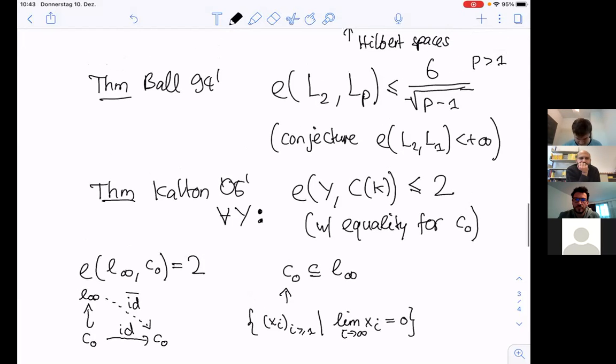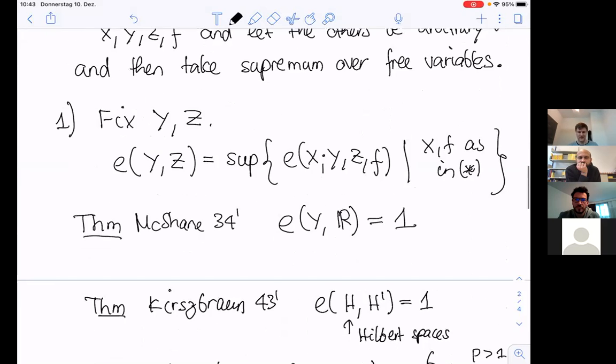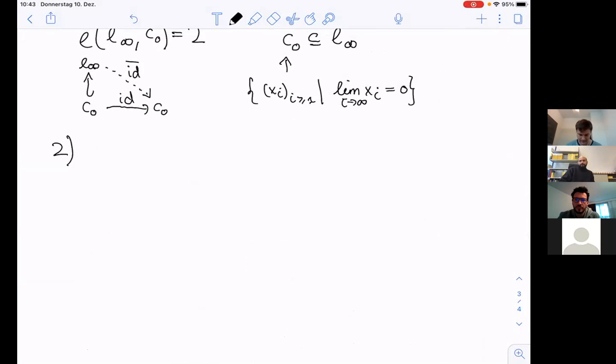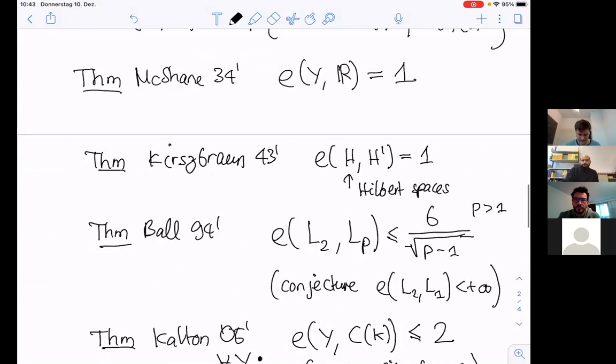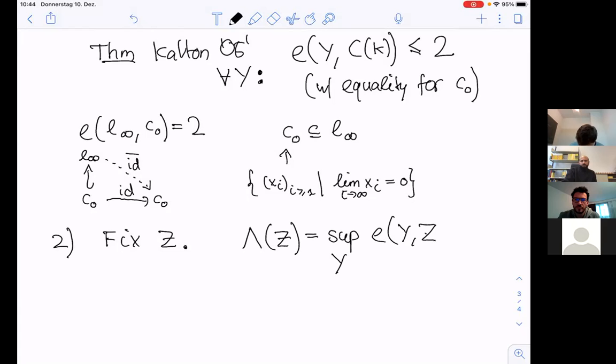Okay. Yeah, so I think it's a good idea now to move on. I convinced you that this notion here, e(Y, Z), has many theorems. Now let me talk about the second class of extension moduli we want to consider. Here we fix the target Z, and we set, the notation will become clear in a moment, lambda of Z to be the supremum over Y of e(Y, Z). This means that we fix the target and everything else is arbitrary.